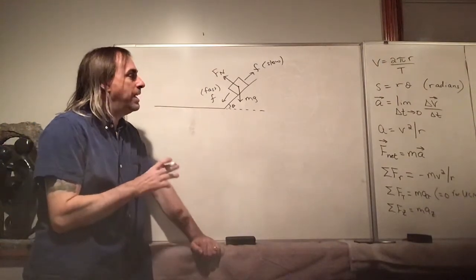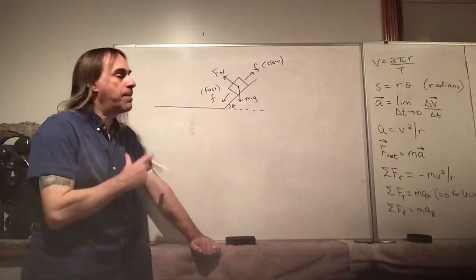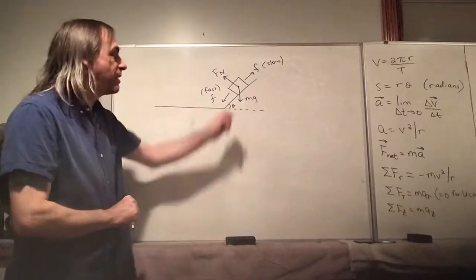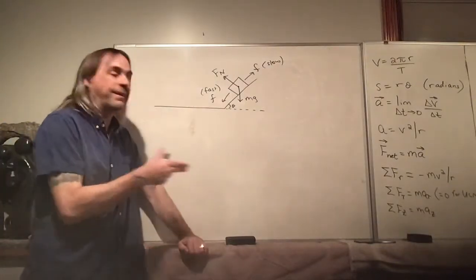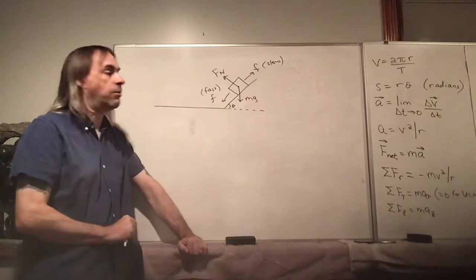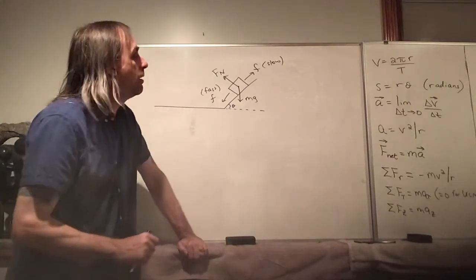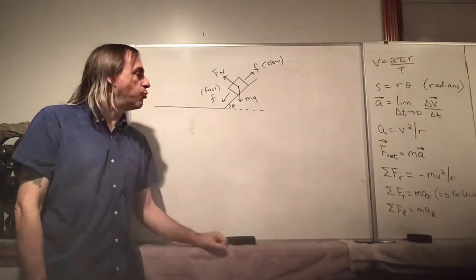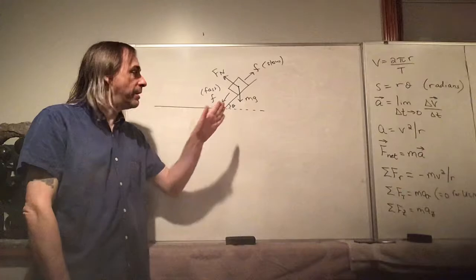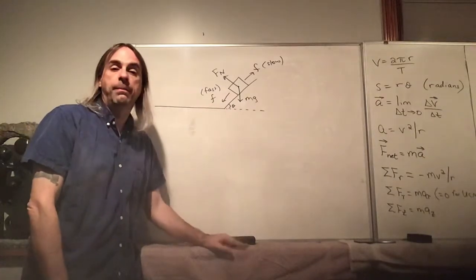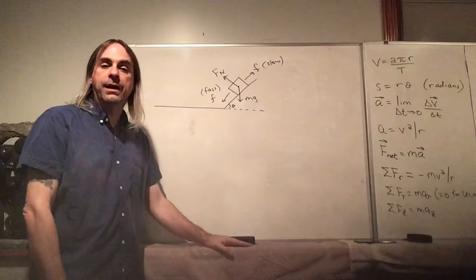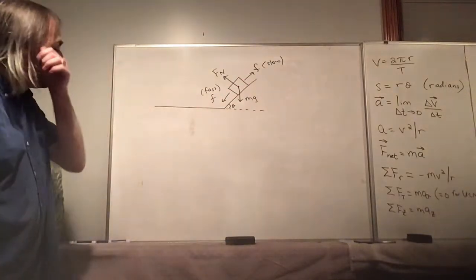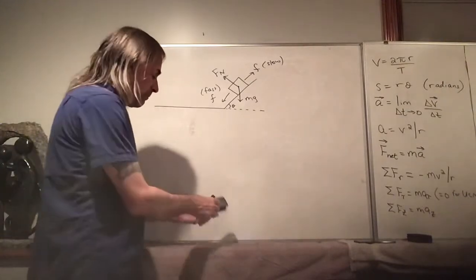So what we can do is design this banked curve for a particular speed, where if there was no friction at all, you can make this curve just by going that speed. You won't slide up or down the incline. And so we're going to design a curve. We want to find out what angle to bank this curve so that you can take this at a constant speed. Now, if you're not going exactly that speed, friction is going to help either way. If you're going too fast or too slow, friction is still going to help.